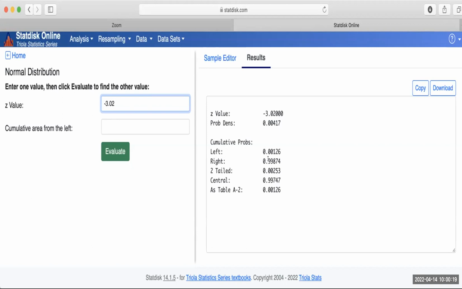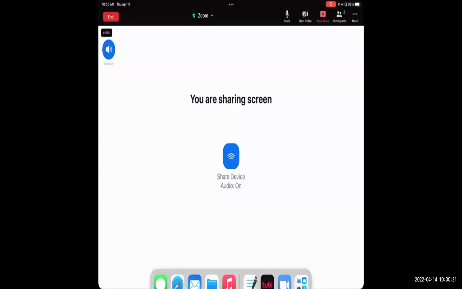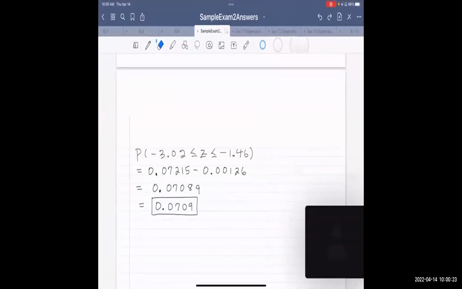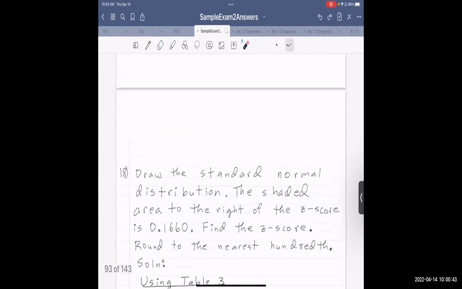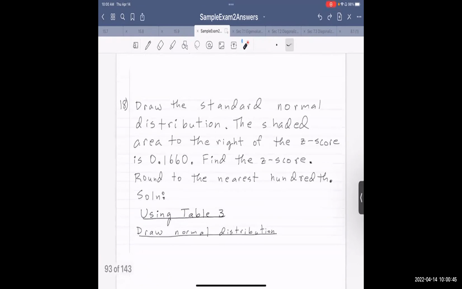Let me write those two values down and subtract them. I have here 0.07215 minus 0.00126, which gives me 0.07089, which I'll round to 0.0709. Problem number 18.